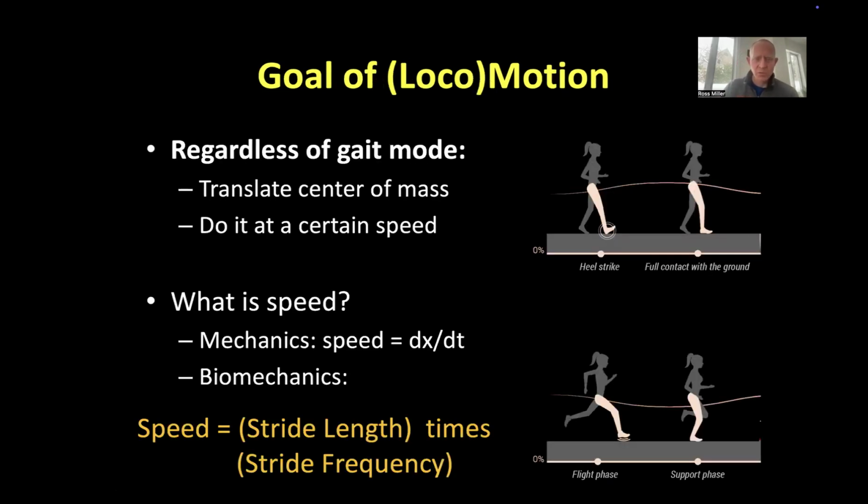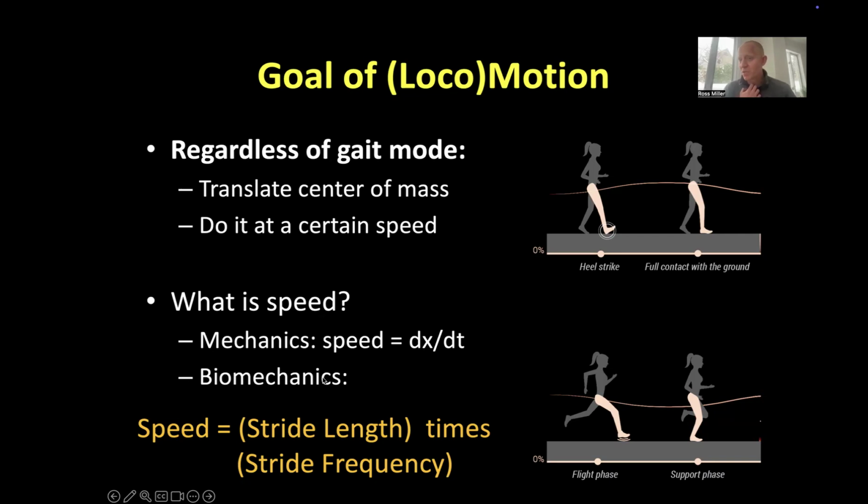Regardless of the complexity of the model that you're using, or of the mode of locomotion, the goal of locomotion is always kind of the same, whether you're walking or running, right? I want to translate the center of mass and I want to do it at a certain speed. Okay. And speed, remember, what is speed? Well, mechanically, it's the rate of change in position versus time.